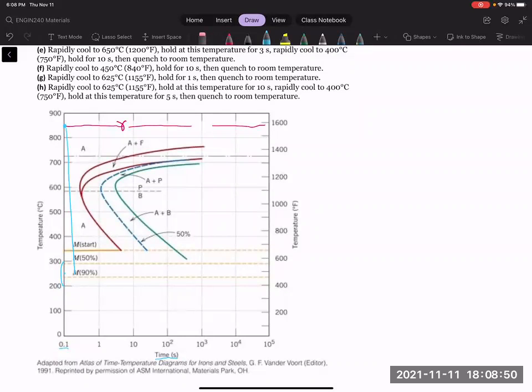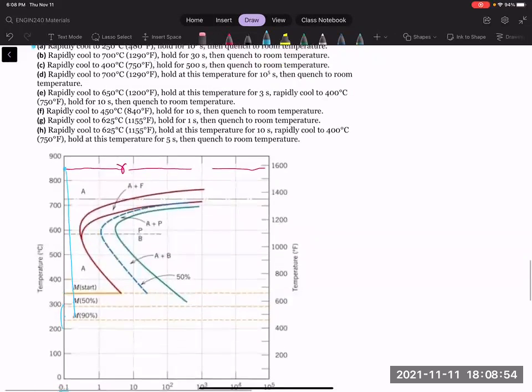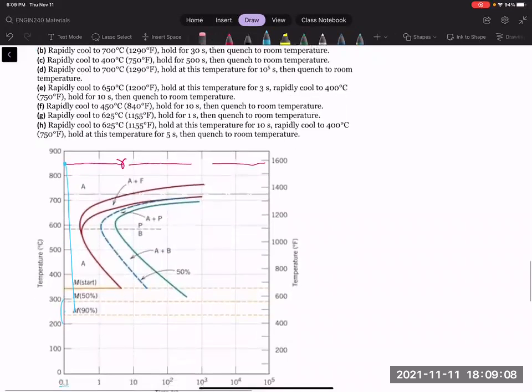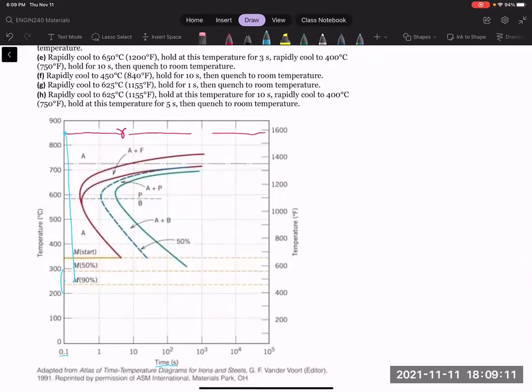And if you cool it to this one, and then what? And then you're going to hold it for 1,000 seconds. Hold it for 1,000 seconds, then you quench to room temperature. So 1,000 seconds is right around here. You hold it for 1,000 seconds, right? And then you're going to quench it, meaning you go straight down to room temperature, where room temperature is about here. That's the room temperature. So going to quench to here. This is the final point.